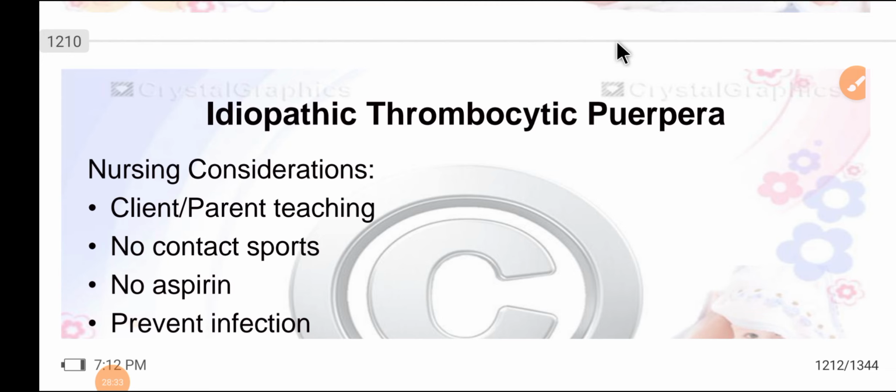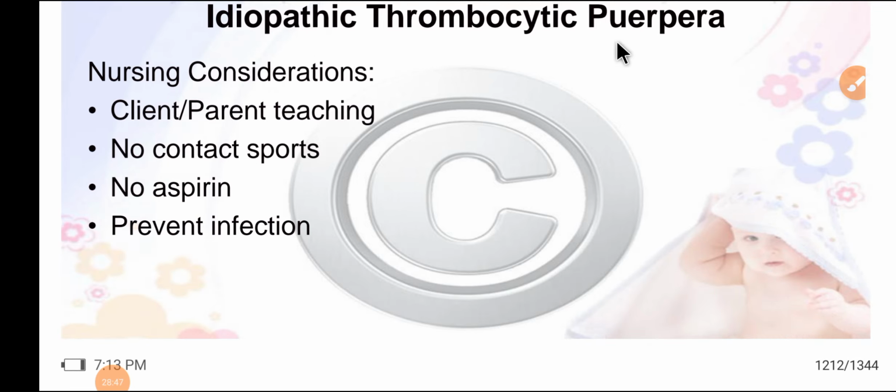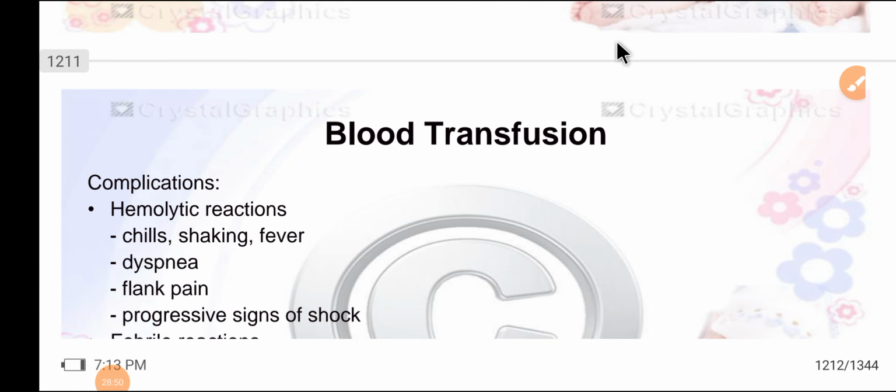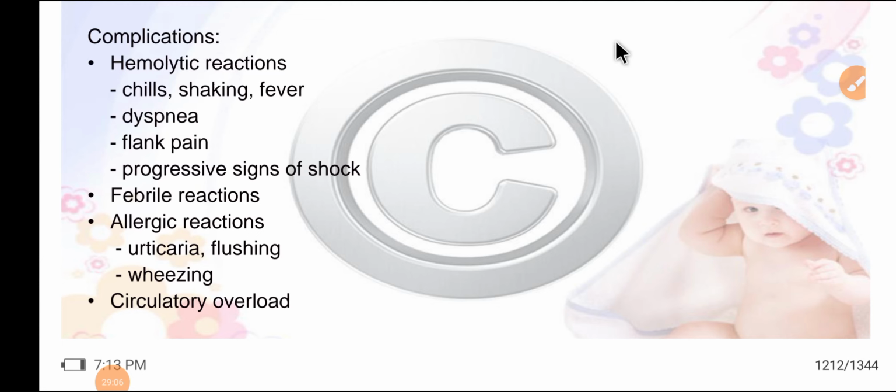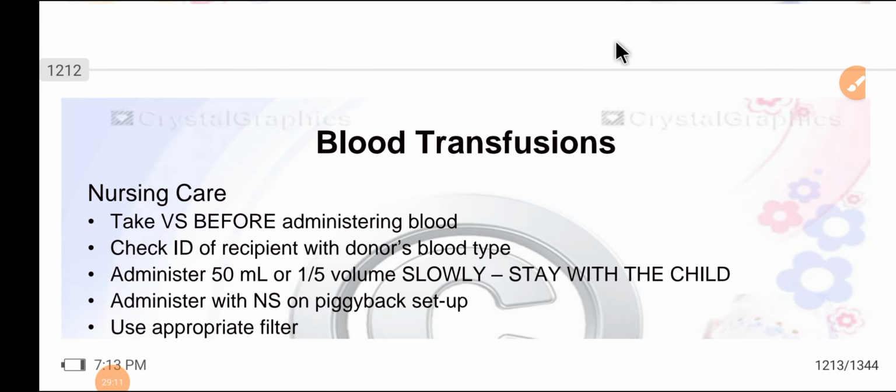Idiopathic thrombocytopenic purpura. Nursing considerations: client and parent teaching, no contact sports, no aspirin, prevent infection, blood transfusion. Complications: hemolytic reactions, chills, shaking, fever, dyspnea, flank pain, progressive signs of shock; febrile reactions; allergic reactions, urticaria, flushing, wheezing; circulatory overload, blood transfusions.